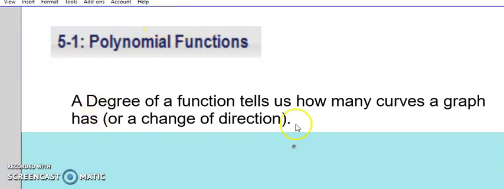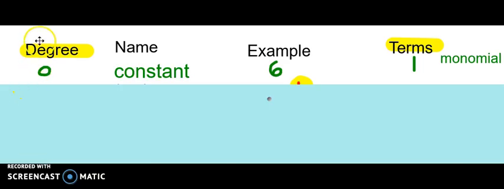Functions. When we do polynomial functions, the degree tells us how many curves or how many changes in direction. We're going to classify polynomials by the degrees. So if I have x to the 0 power, I don't write x to the 0 power because anything to the 0 power is 1. So that would be just a constant. So if I have 6, that's also a monomial.